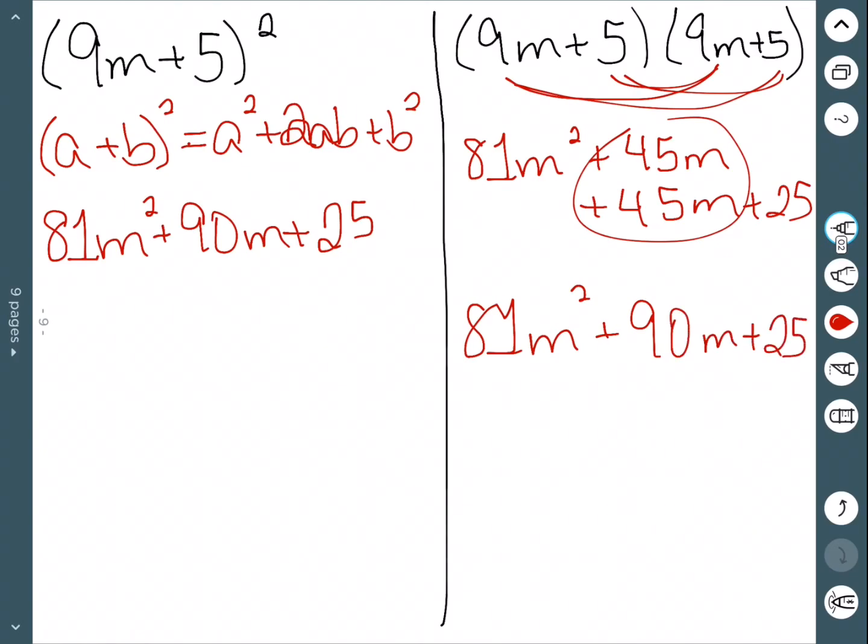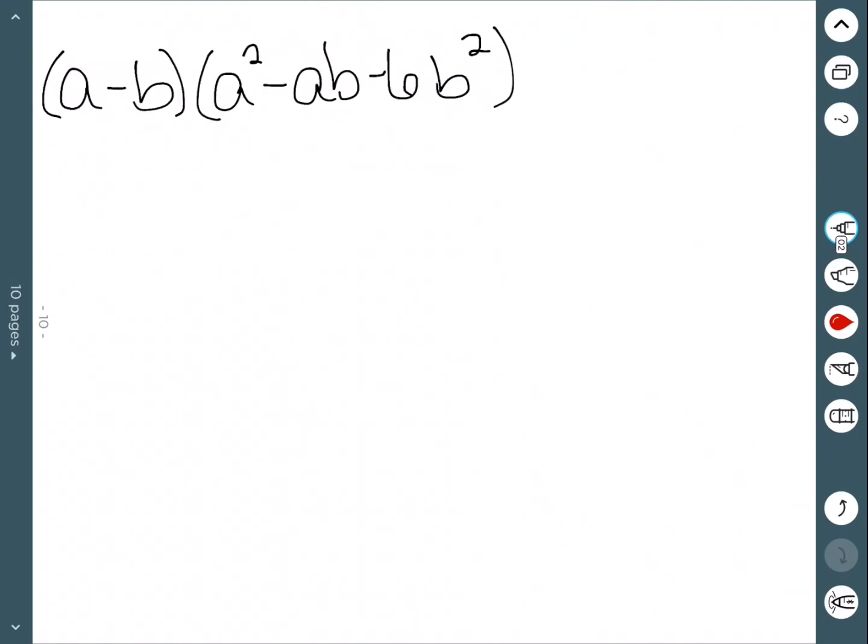So we get the same answer either way. It's really just a matter of whether or not you know how to remember and use the shortcut. Here is another multiplication, but we moved to 2 variables rather than 1. However, it still works the same way.